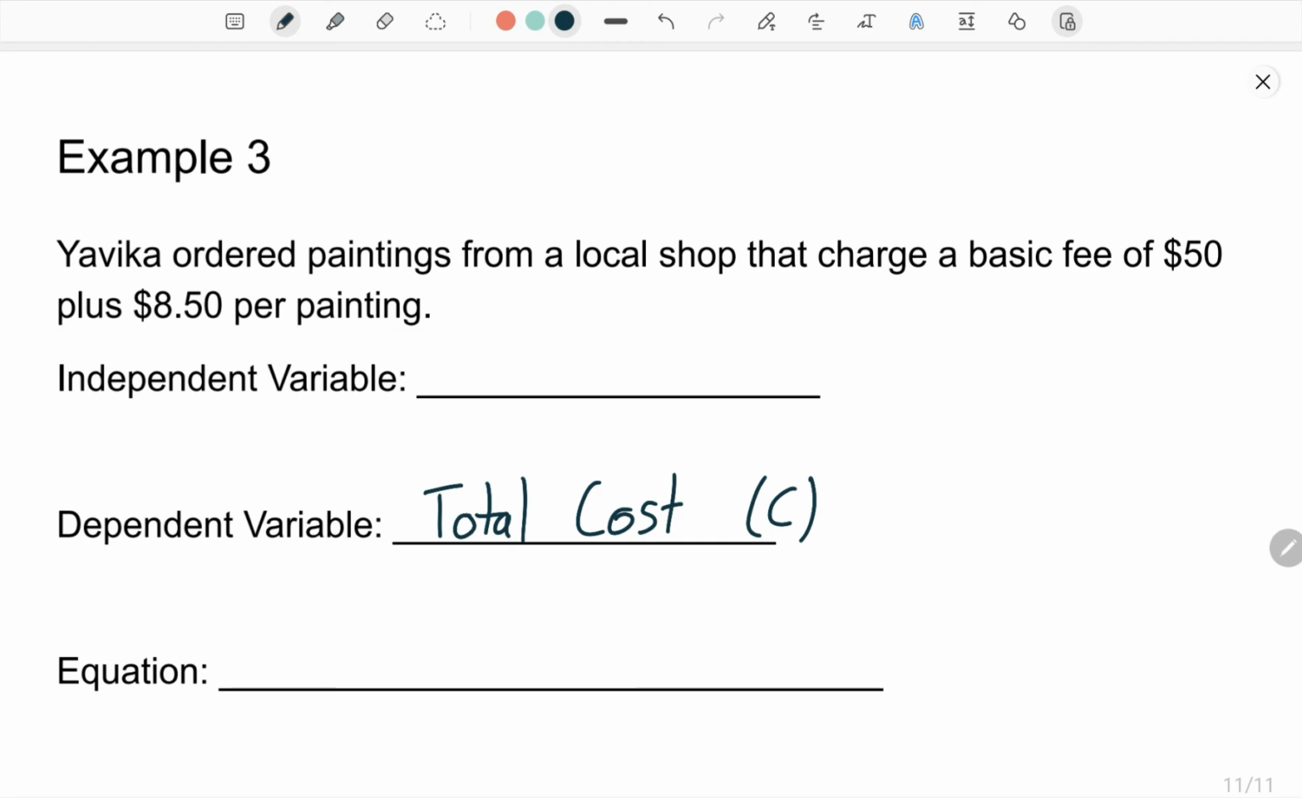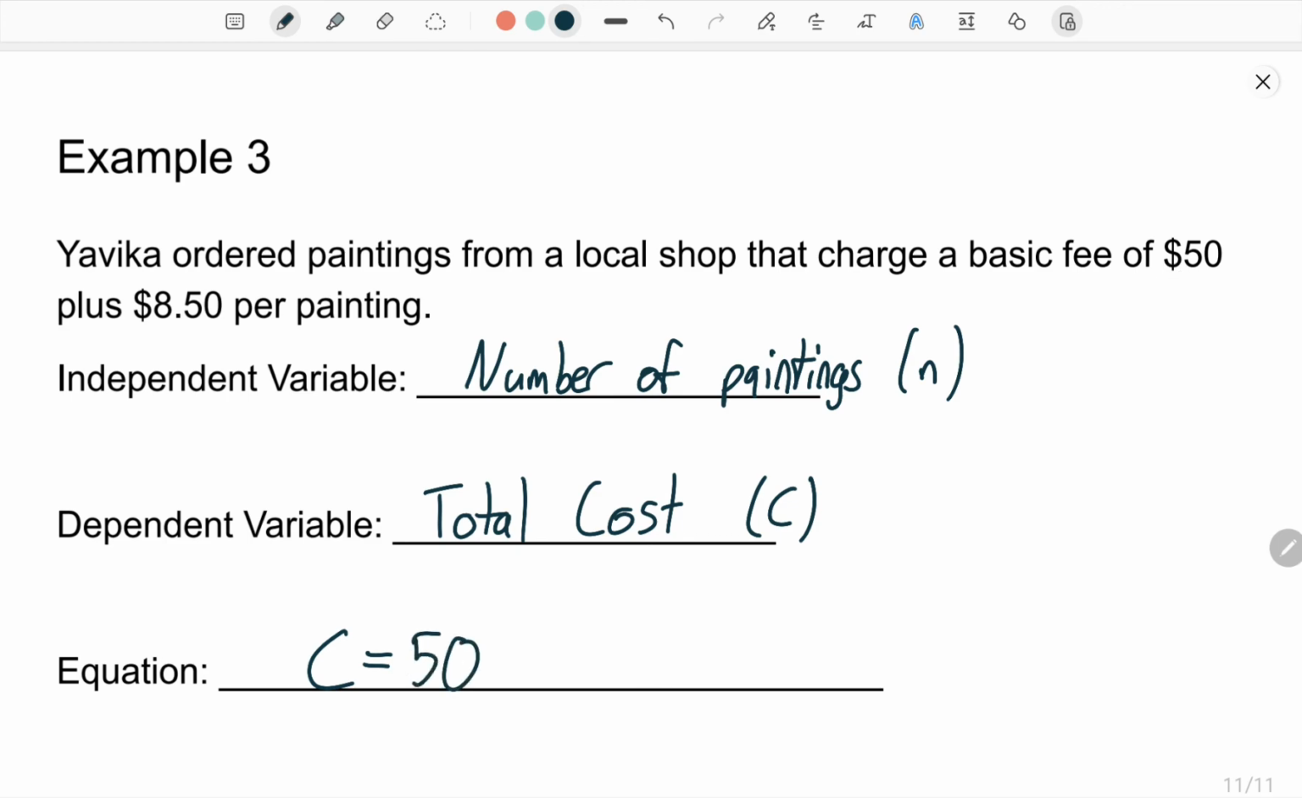The independent variable, what's actually impacting that final cost? Well, that's the number of paintings. So number of paintings, whether we get just one painting or 20 or 30 or 40, however many Yuvika wants. And I'll represent that with an N. So when we create the equation, again, the total cost, that's the thing that we're finding out in the end. And we have a basic fee of $50. So we're beginning with that basic fee, so we can just write that down. And then plus, what are we adding on?